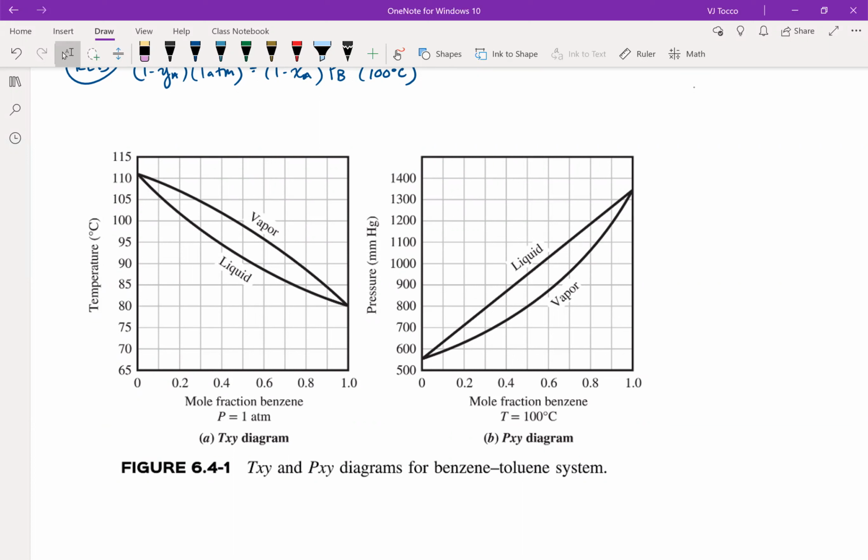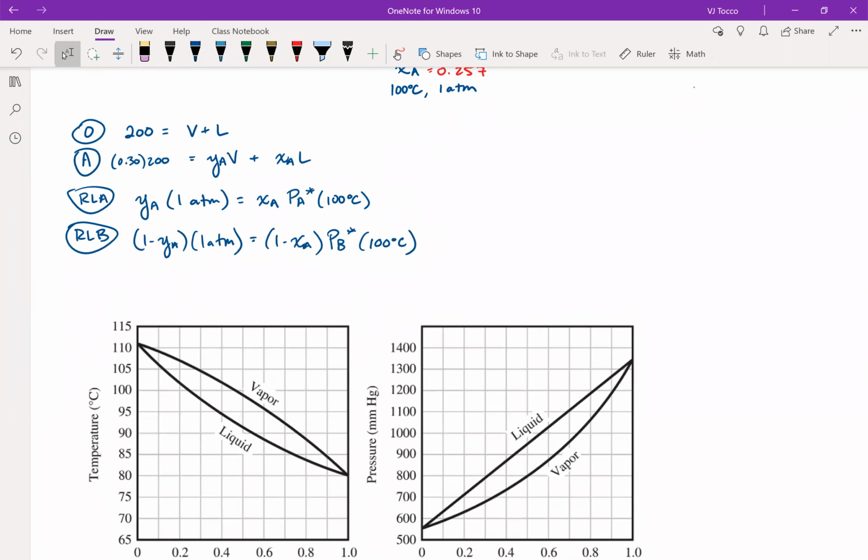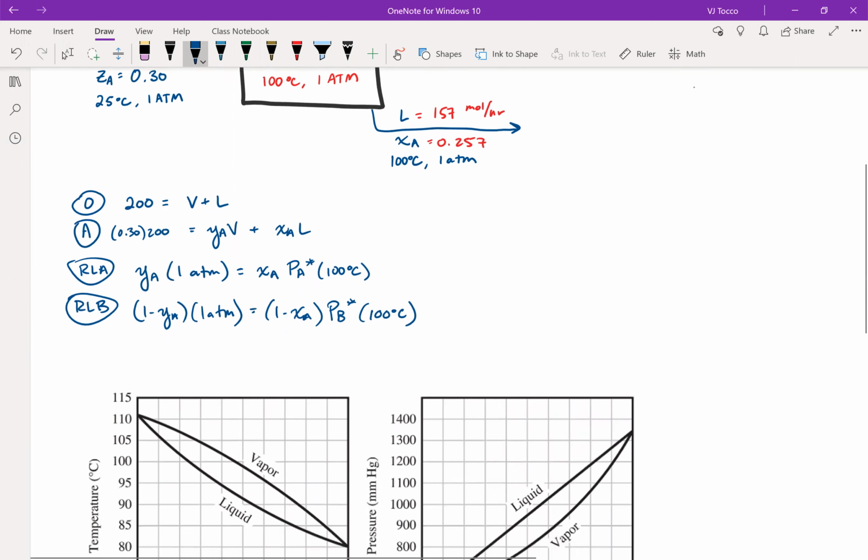And what the TXY and PXY diagrams can do for you is very quickly solve for the compositions of the 2 exiting streams. So instead of solving the 2 Raoult's laws simultaneously for XA and YA, instead what I can do is just go to my diagram and label where my process conditions are, and then that will tell me what my equilibrium compositions are.